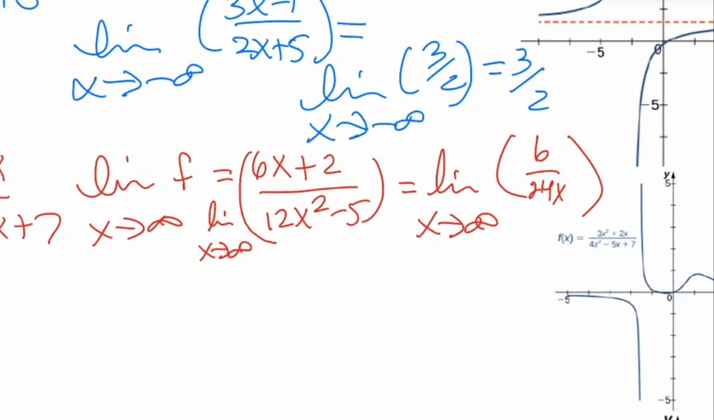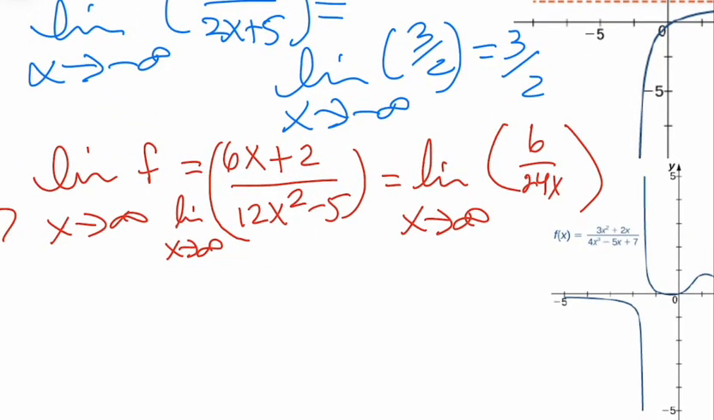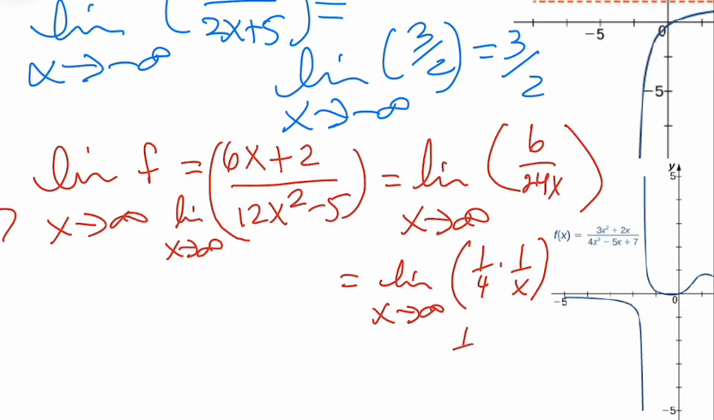Okay. But we do know something about that type of function. 6 over 24 is really 1/4. So let's separate the 1/4 from the 1 over x. What does 1 over x always go to? 0. So this is 1/4 times 0, or 0.